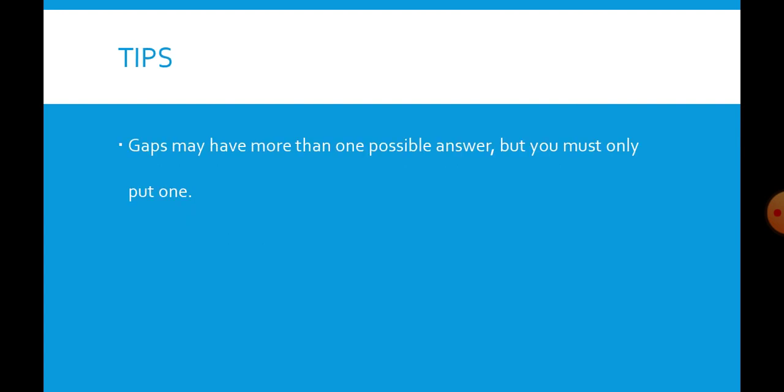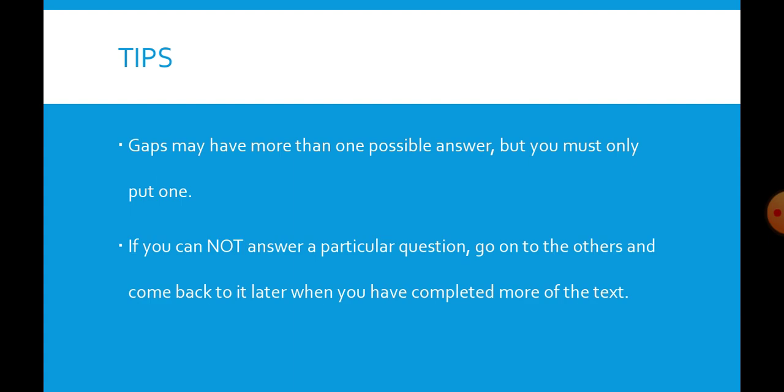And there are some tips that you can follow as well. Gaps may have more than one possible answer, but you must only put one. And if you cannot answer a particular question, go on to the others and come back to it later when you have completed more of the text.